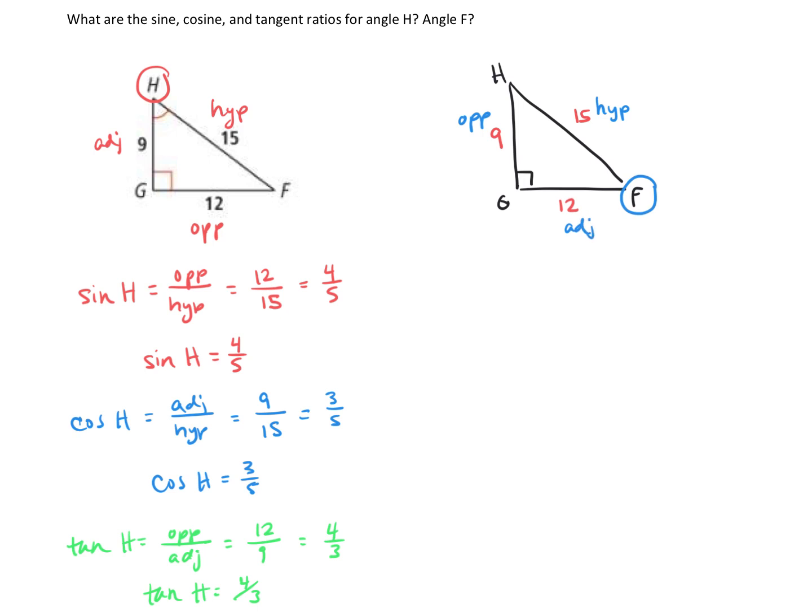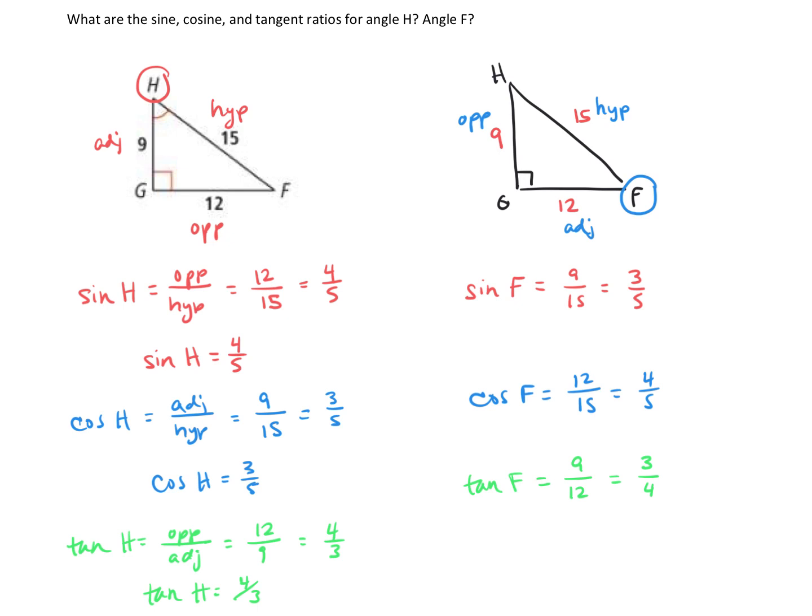All right, so the sine of angle F is equal to the opposite over the hypotenuse, so 9 over 15, which reduces to 3/5. Cosine of angle F is the adjacent side of 12 over the hypotenuse 15, which reduces to 4/5. And then last we have our tangent of angle F, which is the opposite 9 over the adjacent 12, and that reduces to 3/4. And those are your three trig functions for each angle.